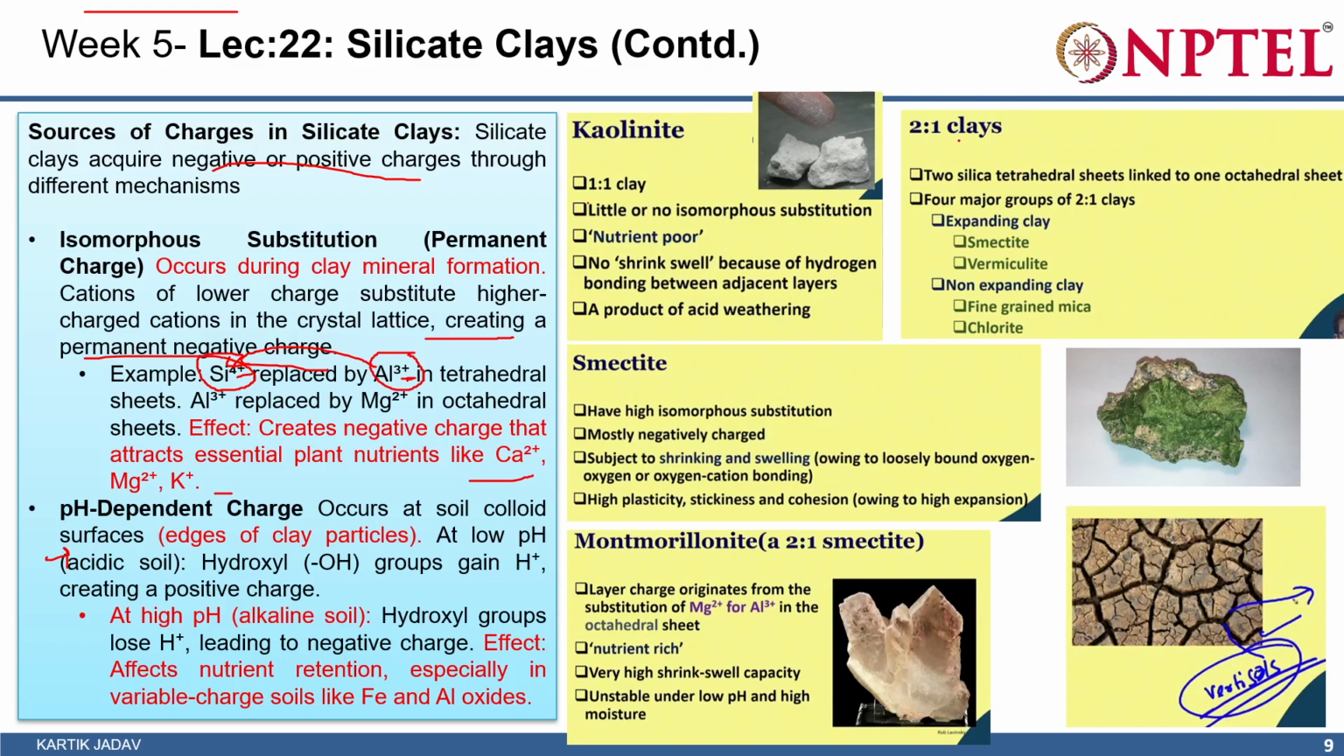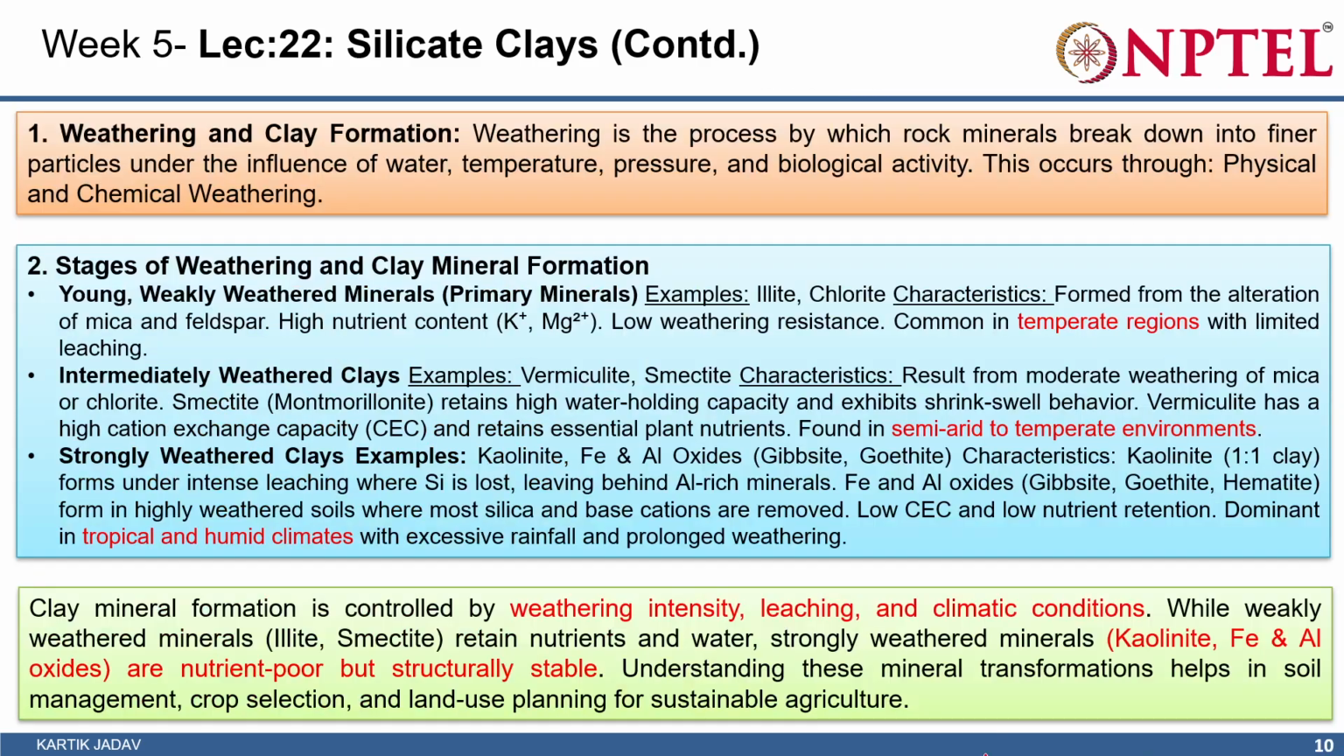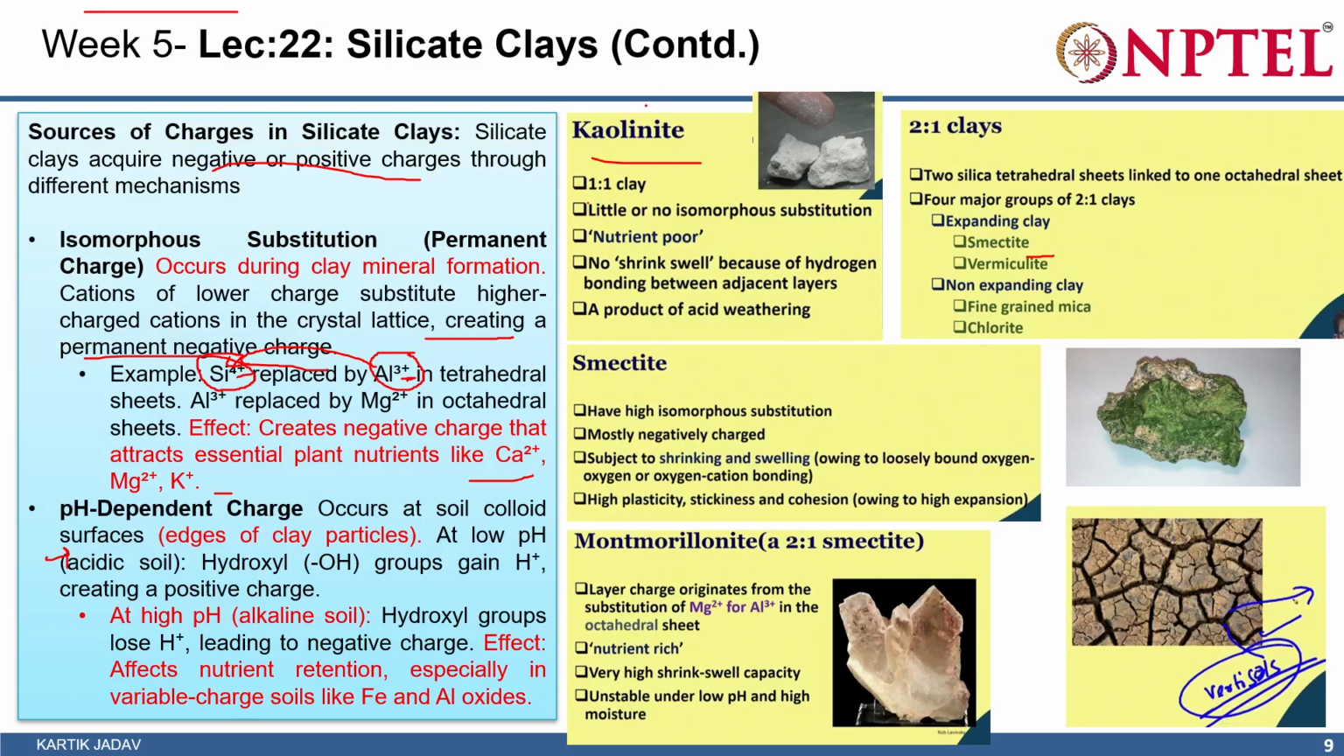Then, as we have already talked about in the previous slide, the common types of silicate clays are kaolinite, smectite, and montmorillonite, right? So I'm not going into more detail here. And after that, as we have discussed these different types of silicate clays, why is it important for us to understand all these concepts, right?